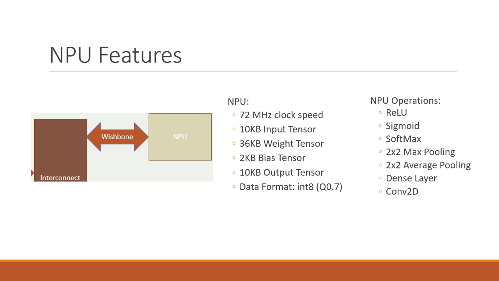Here are the NPU features. The NPU uses the NEORV32's clock, therefore it operates at 72 MHz. It has 4 tensors. Input tensor stores a 10 KB input tensor which stores the inputs of the operation, a 36 kilobytes weight tensor which stores the weights required for an operation, a 2 kilobyte bias tensor which stores the biases required for an operation, and a 10 kilobytes output tensor which holds the output of an operation.